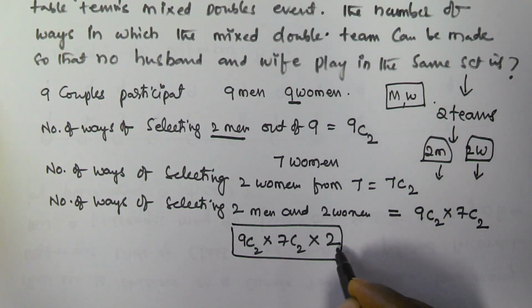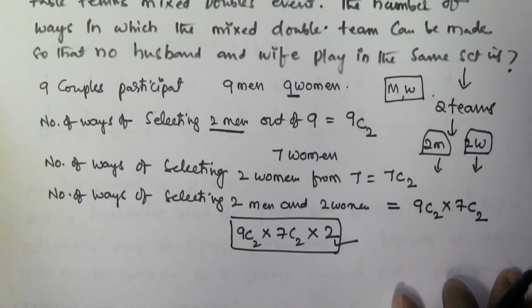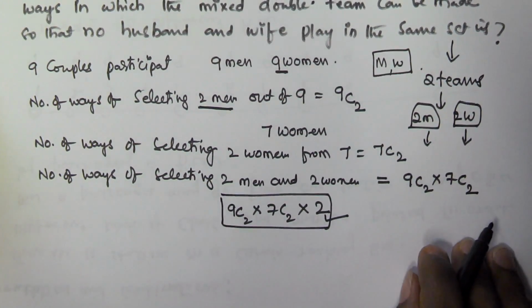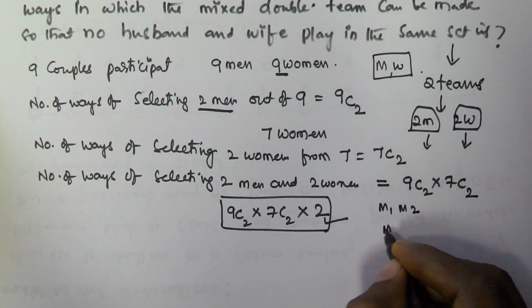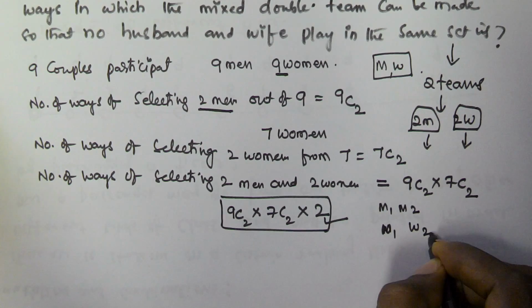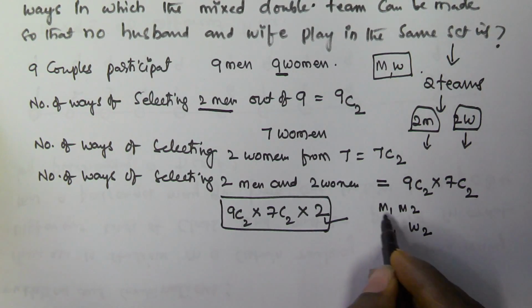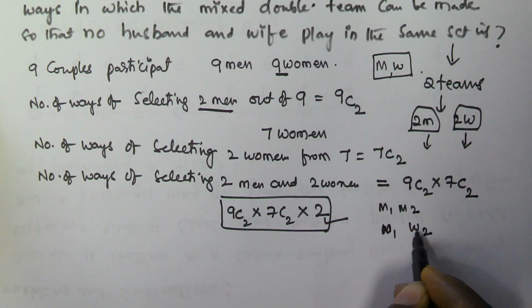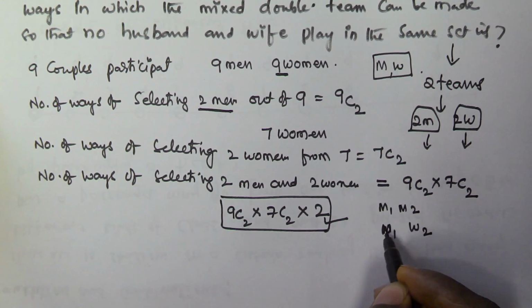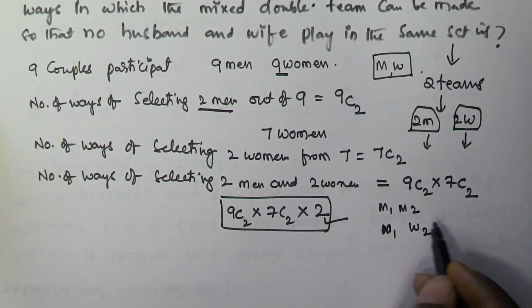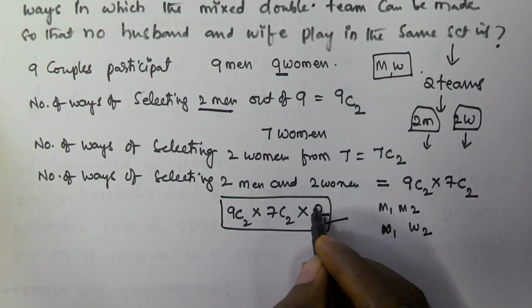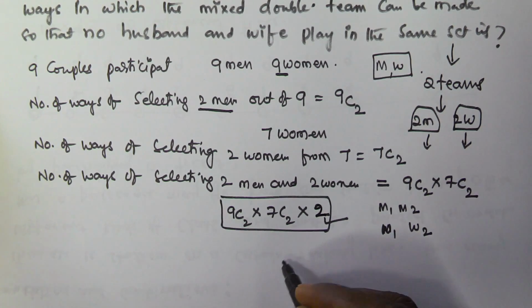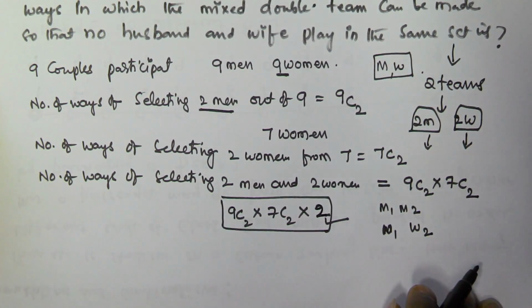I hope it is clear why we are multiplying with 2. Let us assume we have selected 2 men m1, m2 and 2 women w1 and w2. So m1 may join with w1 or w2, or m2 may join with w1 or w2. So 2 possibilities are there to form teams out of these selected 2 men and 2 women. That's why we multiply with 2. I hope you got that.